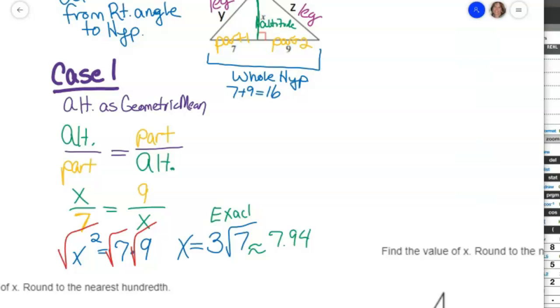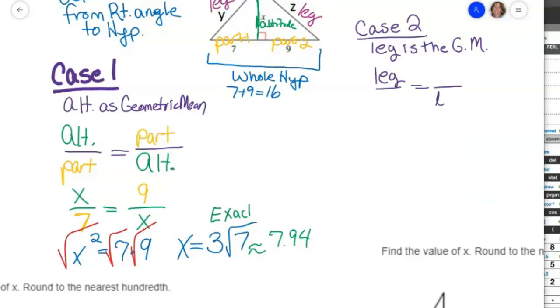All right, so now that is finding x. That was our altitude. Now what we want to do is go ahead and find our other two legs, and that's going to be our case 2. Case 2 is this time the leg is the geometric mean. So that's going to be in the dual position this time instead of my altitude.